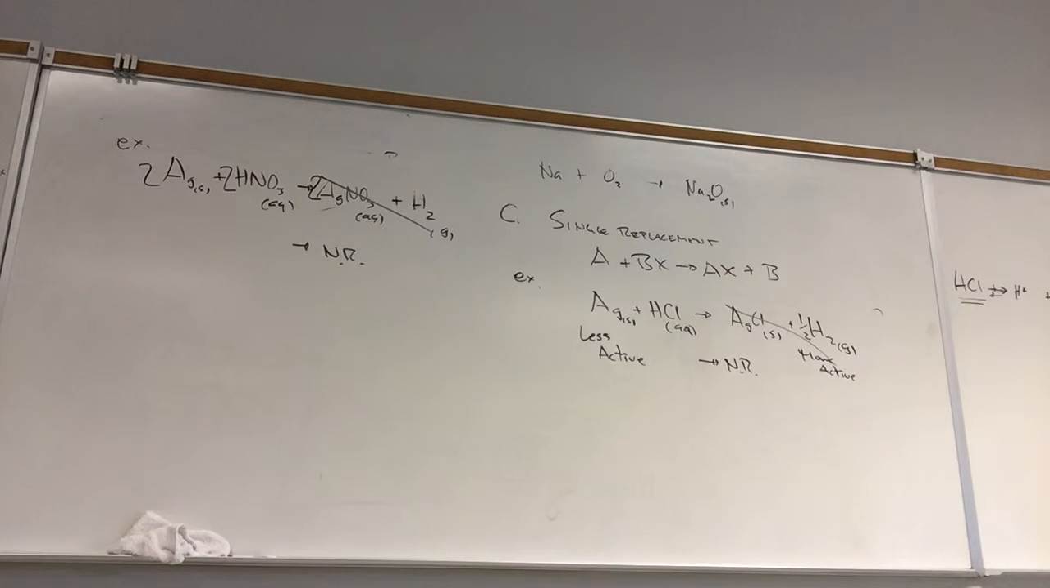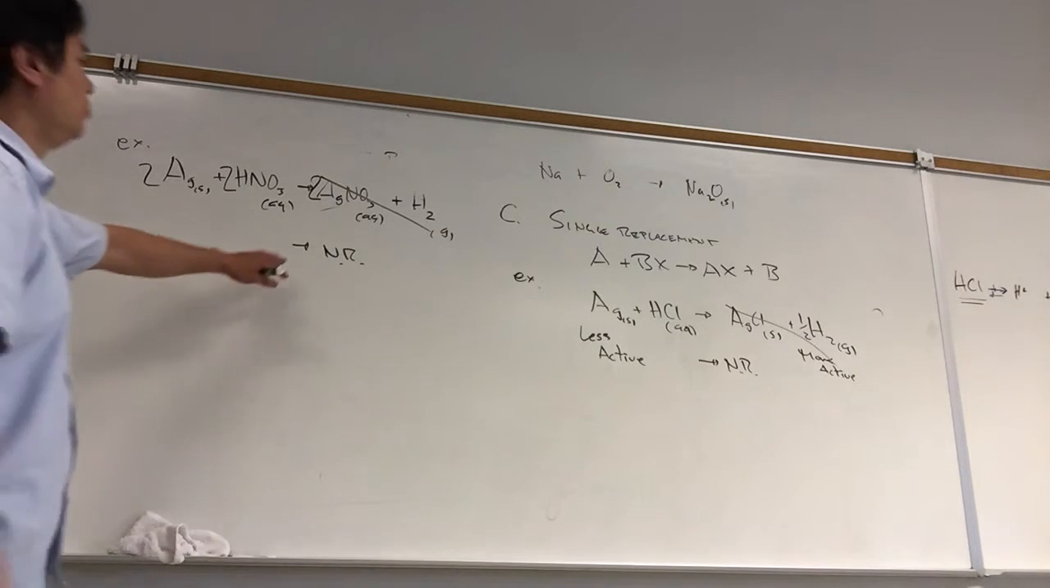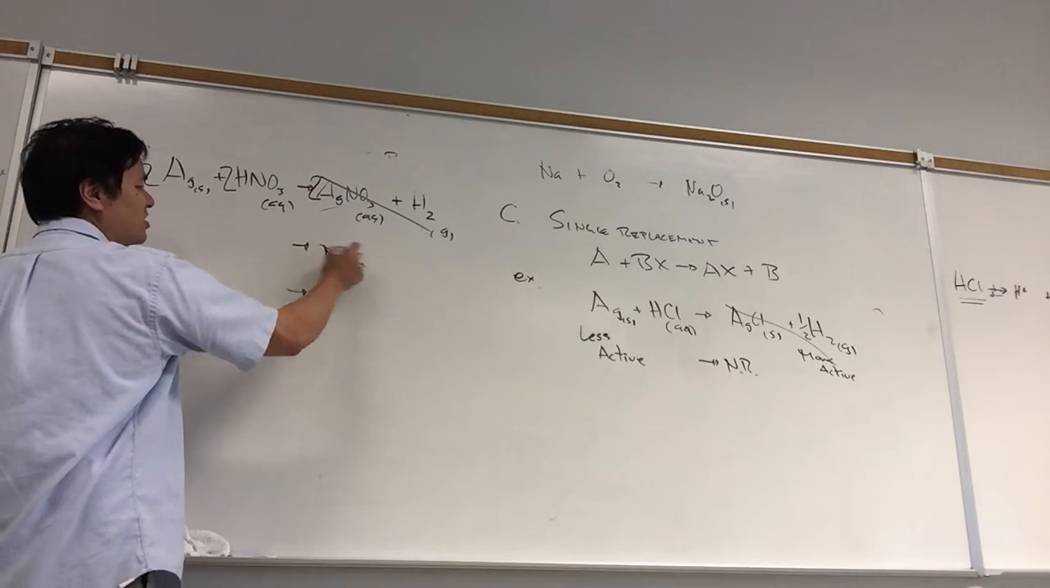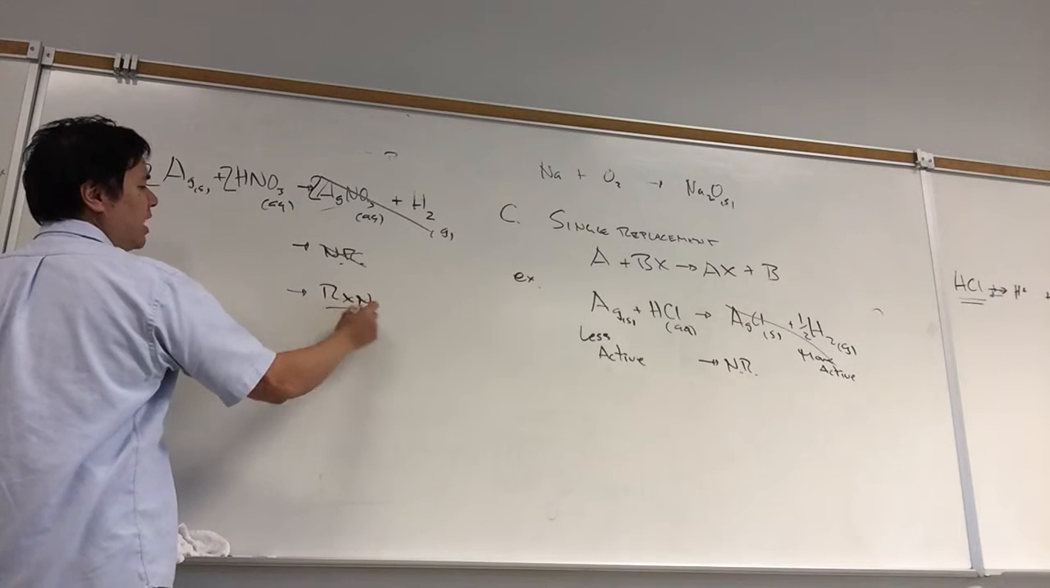So on the one hand, double replacement's correct. NR is right for single replacement. We aren't going to get this product, but NR is wrong because a reaction actually occurs. There is a reaction.